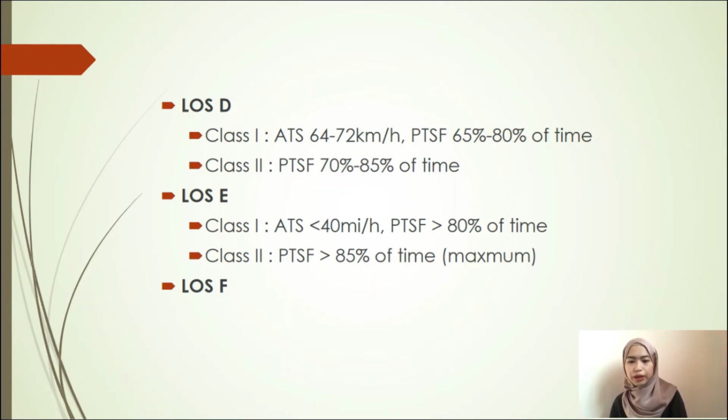For Class 1 highway, the average travel speeds are 64 to 72 km per hour, and maximum delay, PTSF, is 70 to 85% of the time. Class 2 highway maximum delay, PTSF, is 70 to 85% of the time. Level of service E, the passing has become virtually impossible. Platoons are longer and more frequent as slower vehicles are encountered more often. Operating conditions are unstable and are difficult to predict.